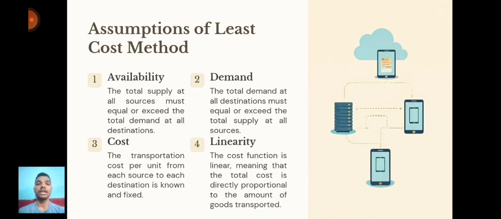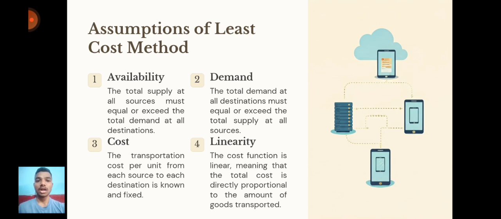Assumptions of least cost method. First one is availability. The total supply at all sources must equal or exceed the total demand at all destinations. Second one is demand. The total demand at all destinations must equal or exceed the total supply at all sources.